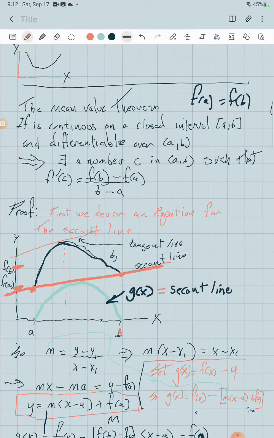And like most things that we do in mathematics, if we have a function that seems to be complicated to solve, then oftentimes we try to convert it into something similar to what we already know how to solve. So what I'm going to do is convert this guy here.